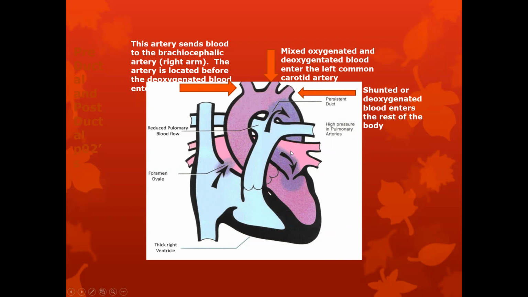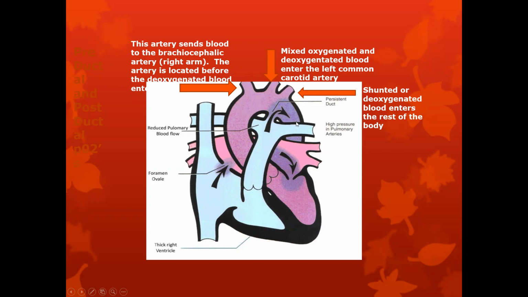Everything else is considered, well, this is kind of mixed in the middle, the left common carotid. But anything after that is considered post-ductal. So you're going to hear this on like every baby in the neonatal ICU. You're going to have pre-ductal O2 sat and post-ductal O2 sat. And this is what it's referring to. So pre-ductal is the oxygenated blood coming from the lungs. That's going to be your highest or best value.